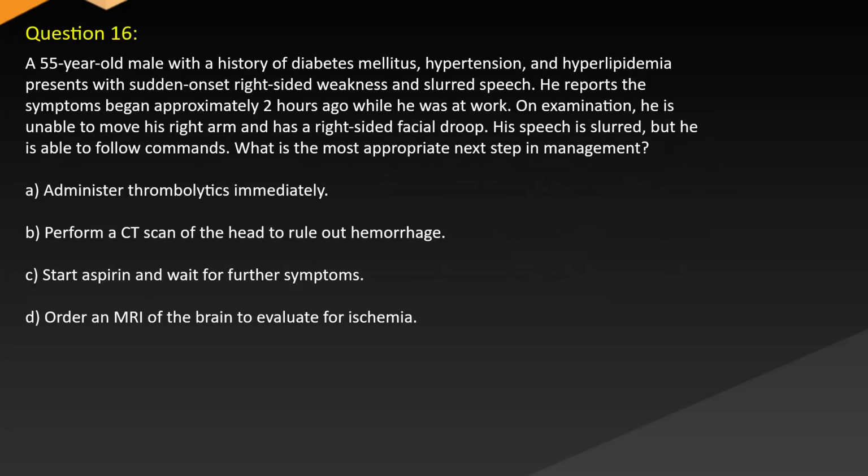Question 16. A 55-year-old male with a history of diabetes mellitus, hypertension, and hyperlipidemia presents with sudden onset right-sided weakness and slurred speech. He reports the symptoms began approximately 2 hours ago while he was at work. On examination, he is unable to move his right arm and has a right-sided facial droop. His speech is slurred, but he is able to follow commands. What is the most appropriate next step in management? A. Administer thrombolytics immediately. B. Perform a CT of the head to rule out hemorrhage. C. Start aspirin and wait for further symptoms. D. Order an MRI of the brain to evaluate for ischemia.